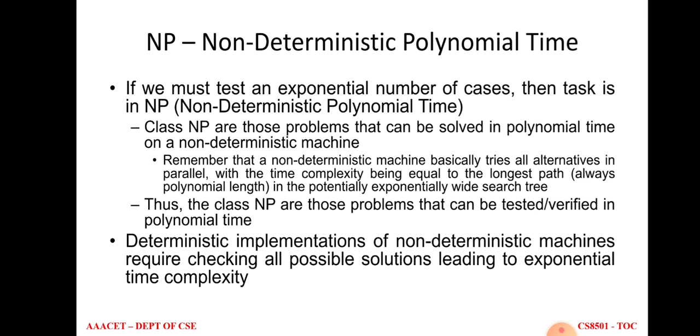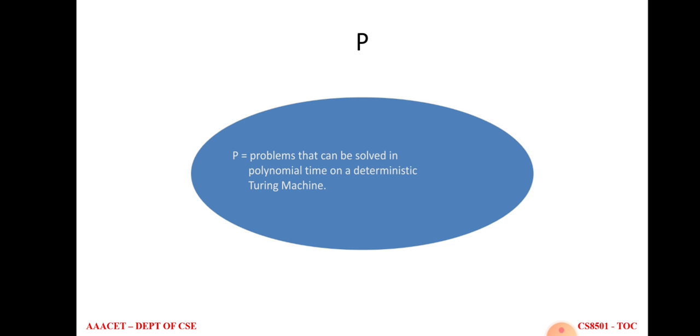But non-deterministic means the solution is not determined, so we can assume or guess any possible solution for the corresponding problem. So that is a non-deterministic Turing machine. The class NP are those problems that can be tested or verified in polynomial time. So this is class P: problems that can be solved in polynomial time on a deterministic Turing machine, which means the solution is determined.